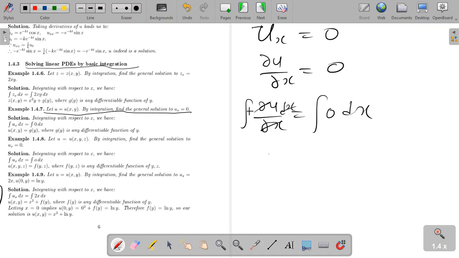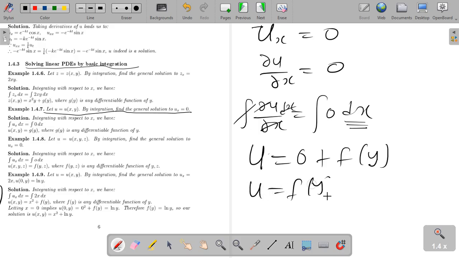So u is equal to what? Integral of 0 is still 0. So I'm going to have 0 plus a function of u, or a function of y, because I did it with x here. So a function of what? Y. So 0 plus anything is empty, so u is just a function of y. And that is the answer to the problem.